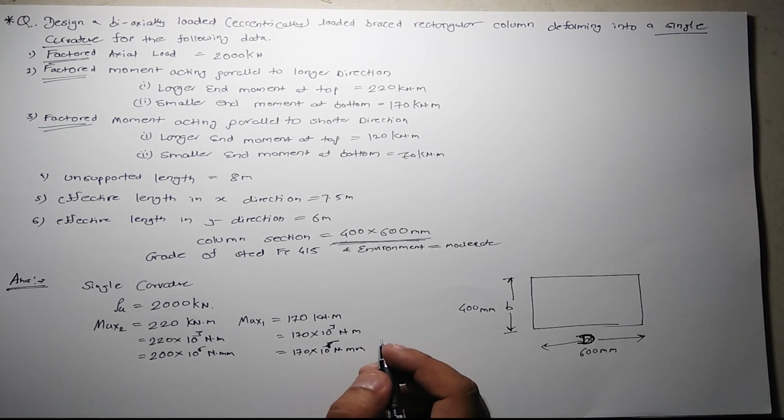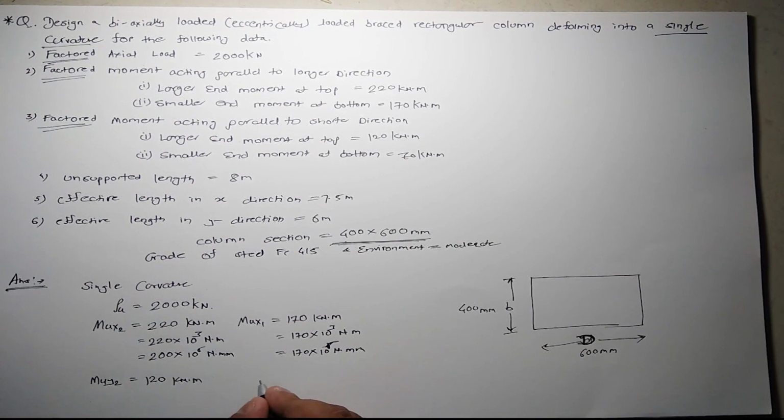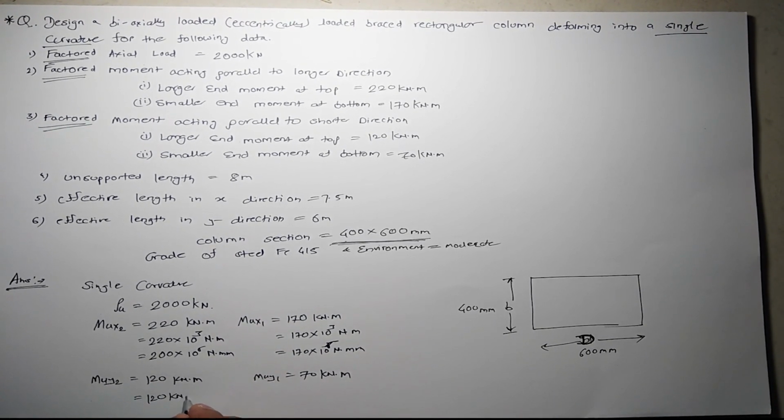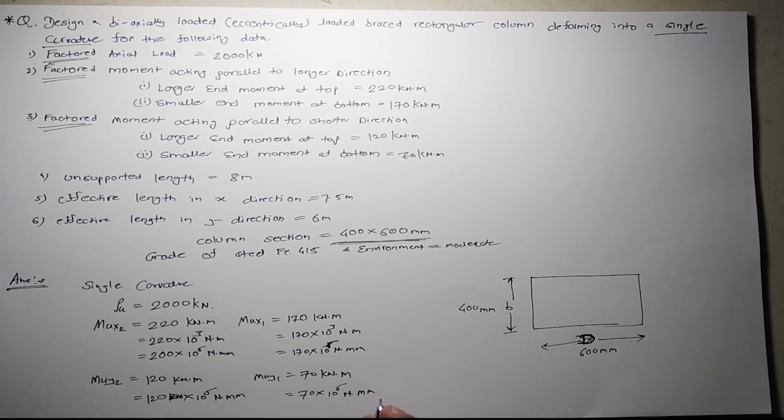Just like that, MUY2 is 120 kilonewton meter, and MUY1 is 70 kilonewton meter. So it is 120 into 10 to the power 6 Newton mm, and 70 into 10 to the power 6 Newton mm. So this is what we have.